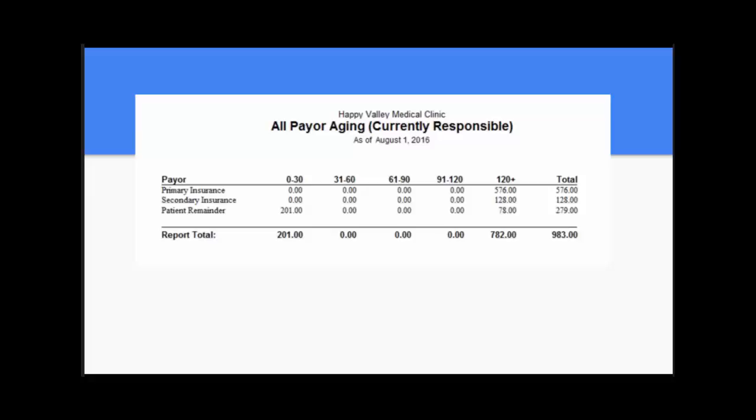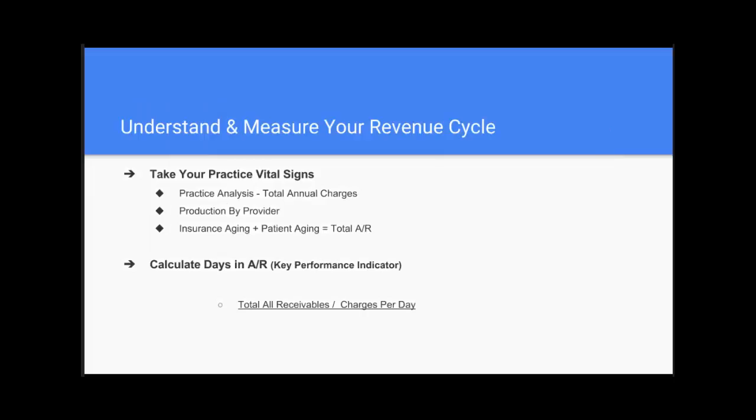And I'm going to show you in a minute how we're going to compare your results from this report to the national benchmark from the MGMA. So we're looking at the 30, 60, 90, 120, and 120 plus, and really kind of zero in on what needs to be addressed in your practice.